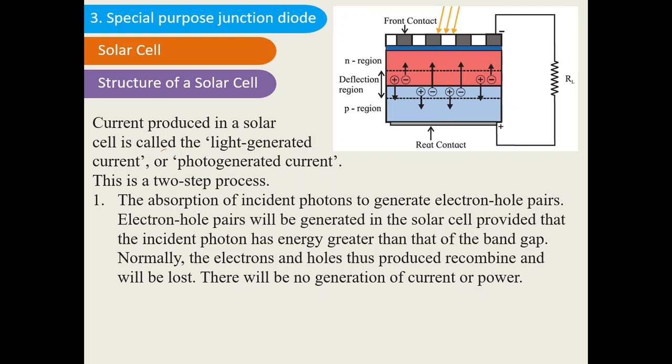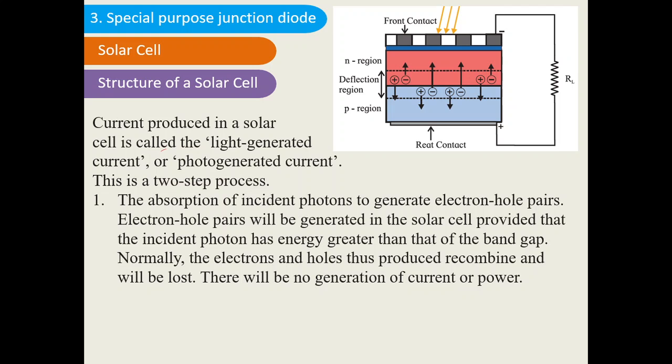Normally what happens, the electrons and holes that are produced recombine and will be lost. There will be no generation of current or power. So normally the electron-hole pair produced because of this light energy recombine and will be lost. So this should be avoided actually. This should be avoided.